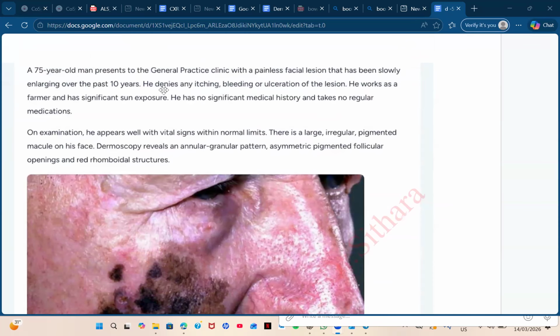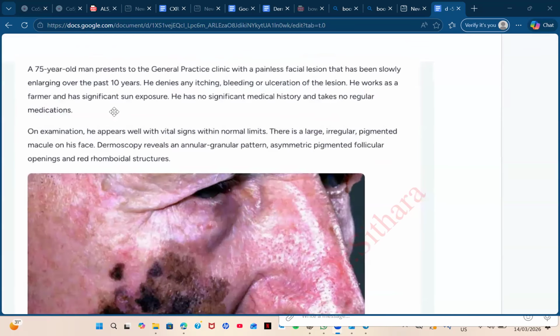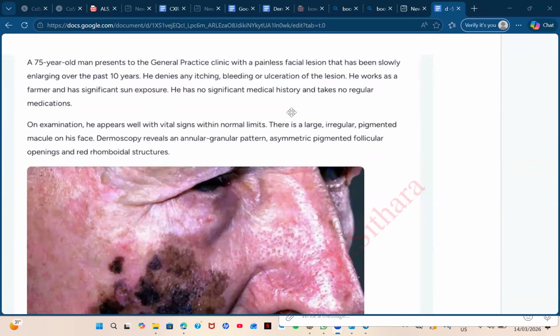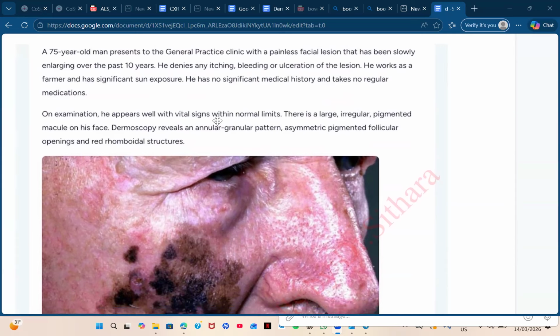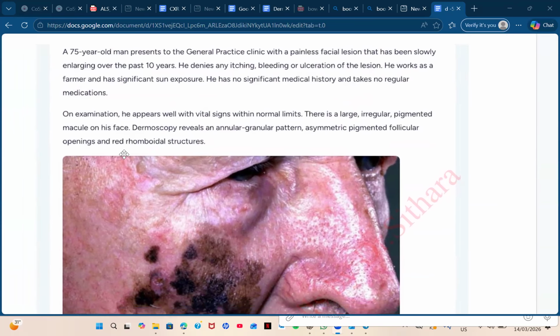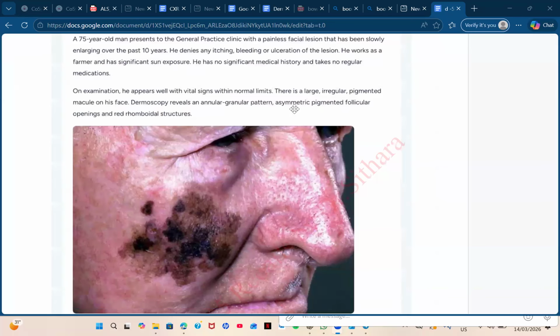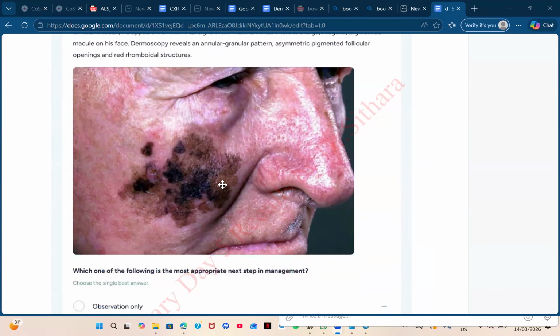A 35-year-old man presents to the GP clinic with a painless facial lesion that has been slowly enlarging over the past 10 years. He denies any itching, bleeding, or ulceration of the lesion. He works as a farmer and has significant sun exposure. He has no significant medical history and takes no regular medications. On examination, he appears well with vital signs within normal limits. And there is asymmetrical pigmented follicular opening and rhomboid structure.